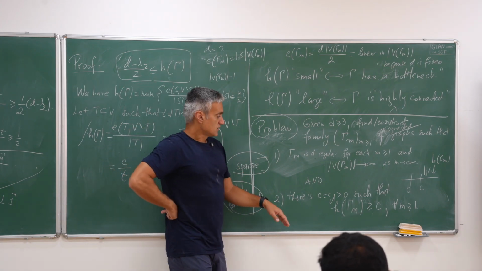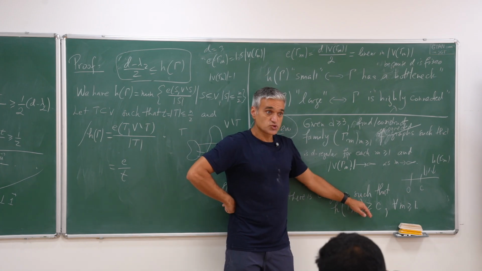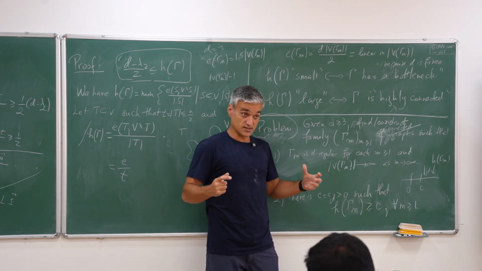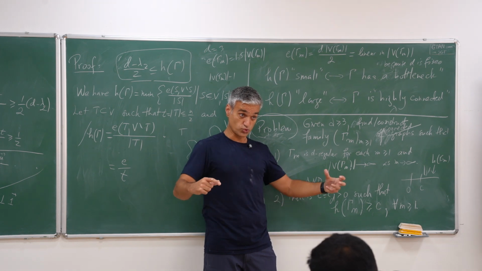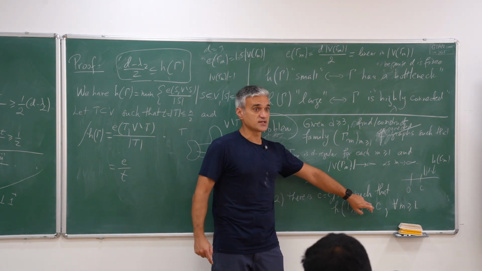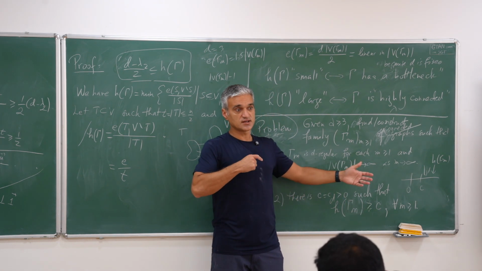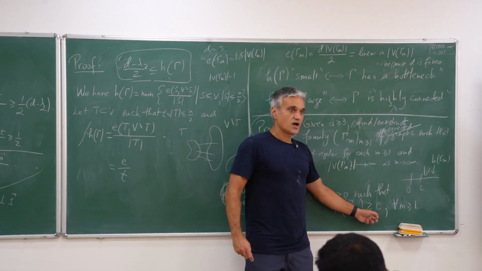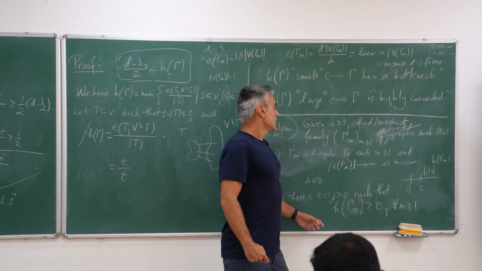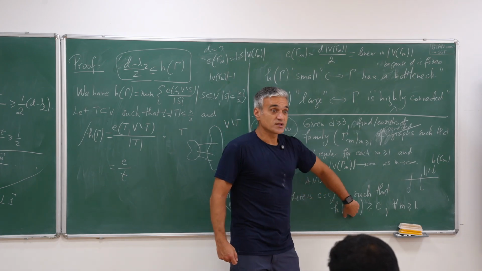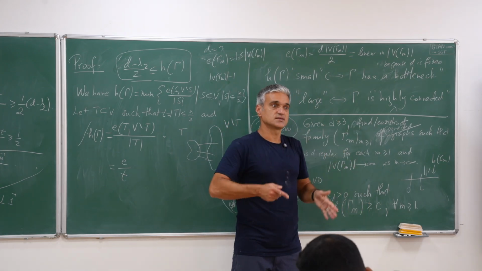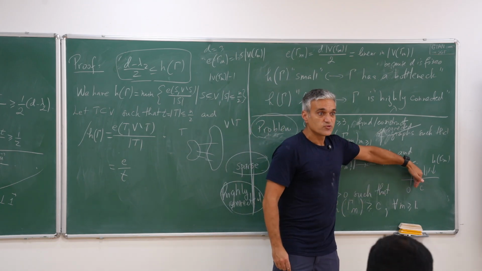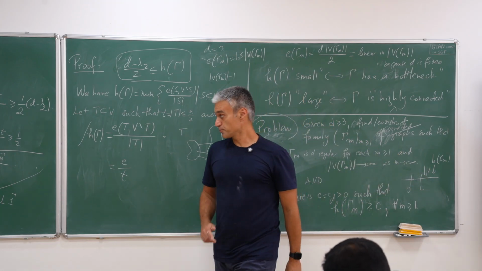Highly connected: h of gamma is bigger than c. So basically, each of these graphs is highly connected. If you want to break this graph into 2 large parts, you have to delete at least c times the cardinality of the smaller part number of edges. And this c, I'll give you an example. This c does not depend on the graph. This c is kind of like an absolute barrier away from 0 for each of these expansions. Okay.